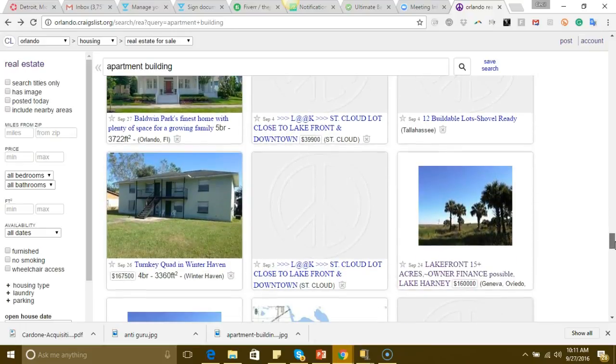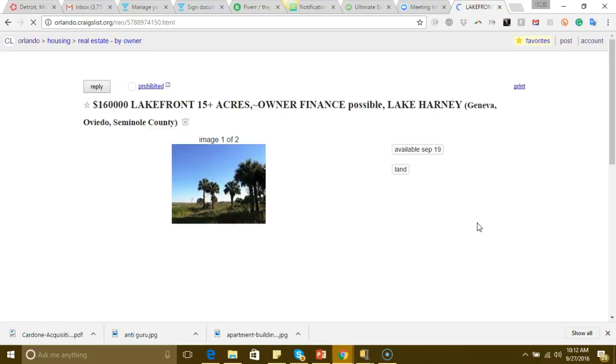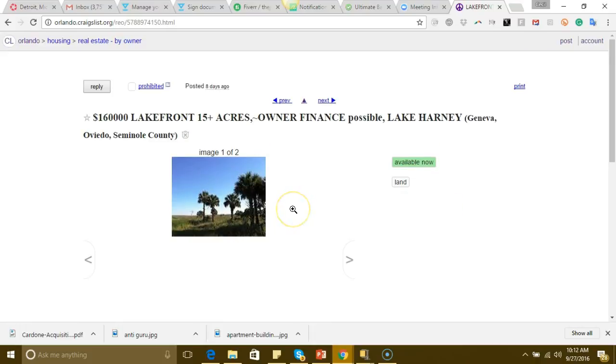We want anything 5 units. I may take a look at a quad. Let's see. Owner finance possible. 15 plus acres. Let's just take a look at that, and then we'll see. So what I'll do in the next video is I'll show you some other methods where I go to look for leads. You can do the same thing.